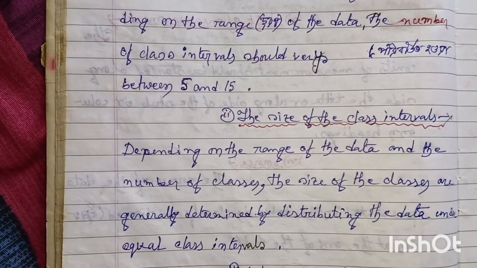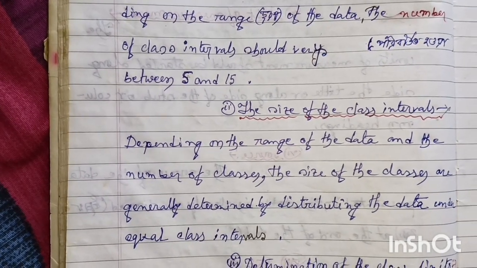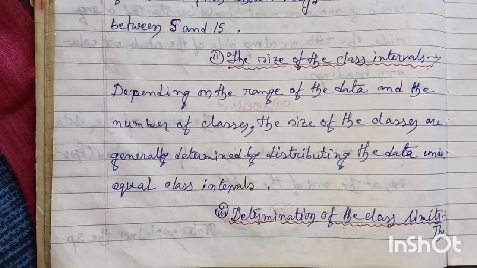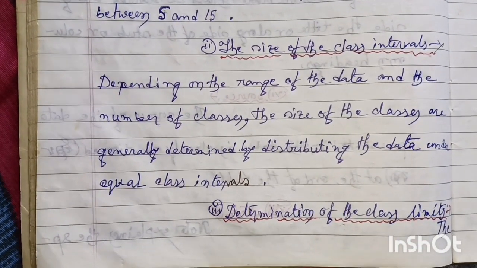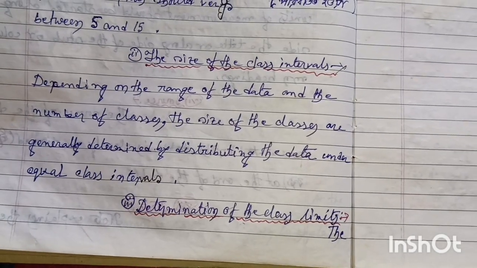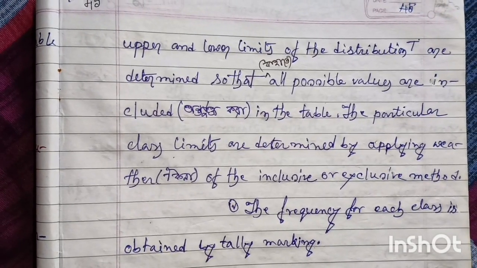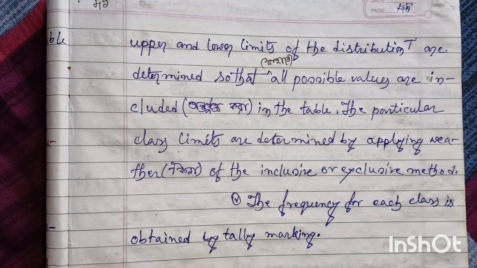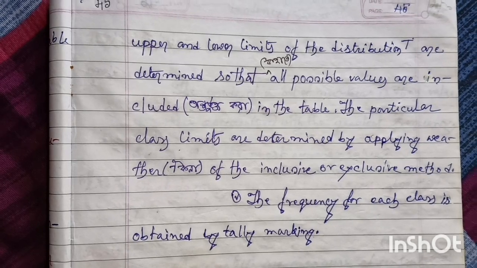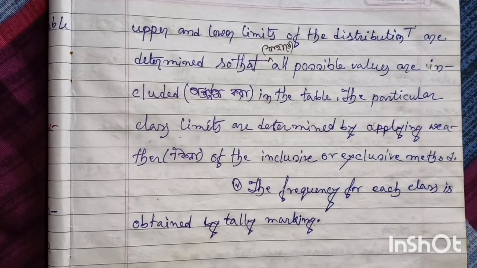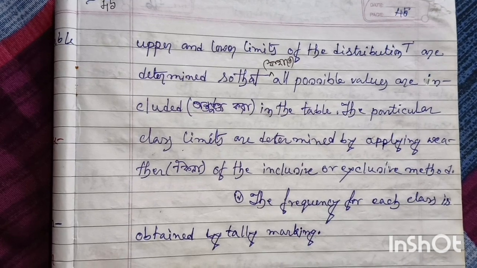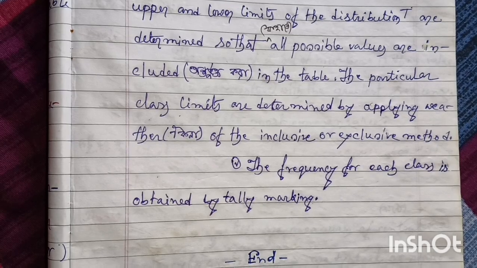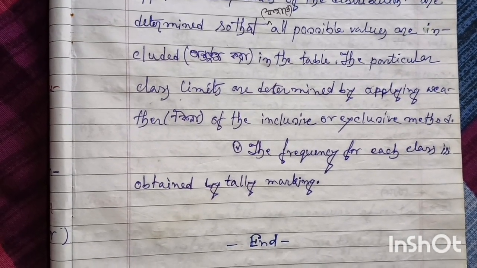the size of the classes are generally determined by distributing the data under equal class intervals. Number 3. Determination of the class limits. The upper and lower limits of the distribution are determined so that all possible values are included in the table. The particular class limits are determined by applying either the inclusive or exclusive method. Number 5. The frequency for each class is obtained by tallymarking.